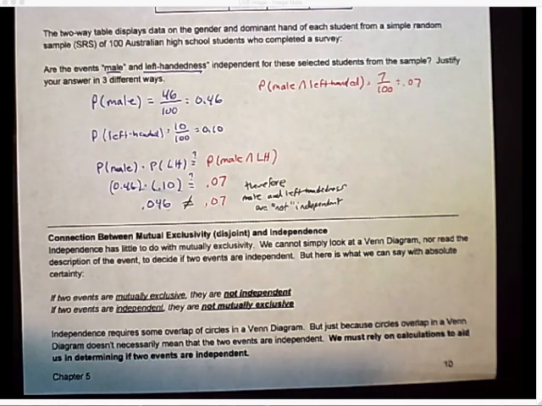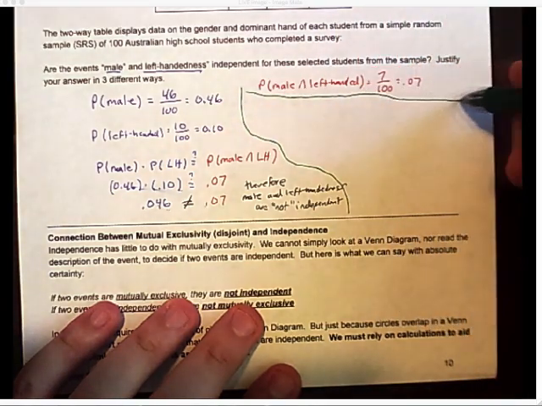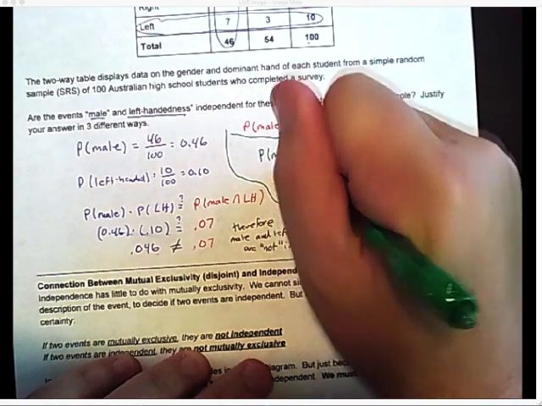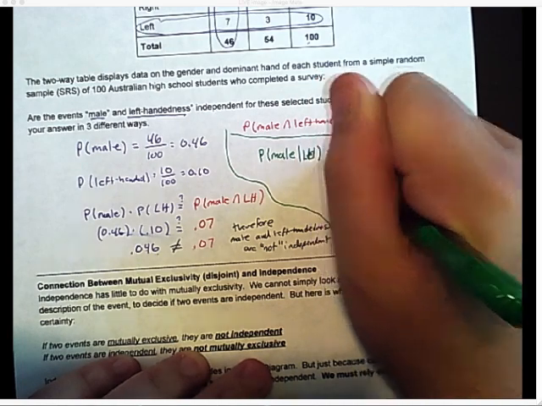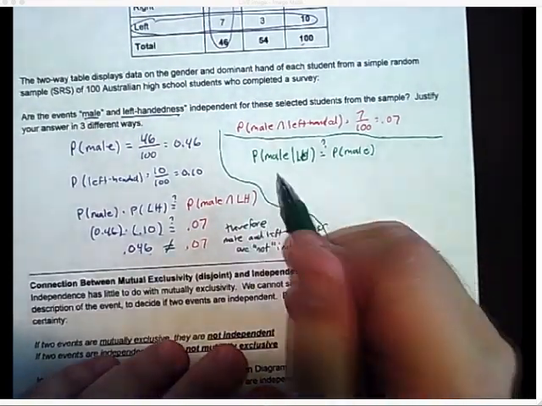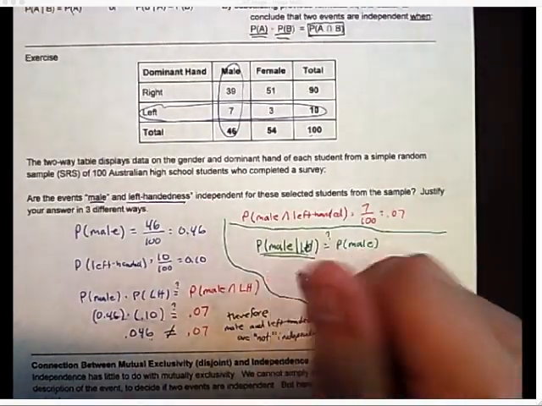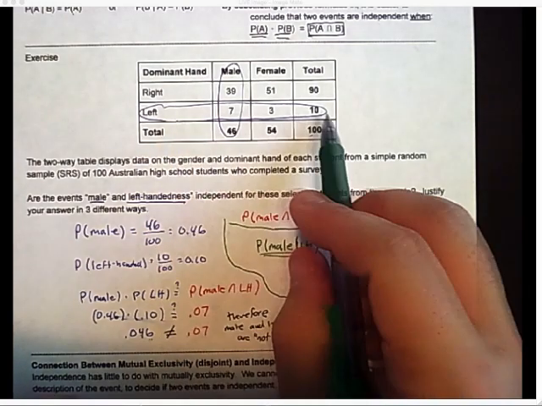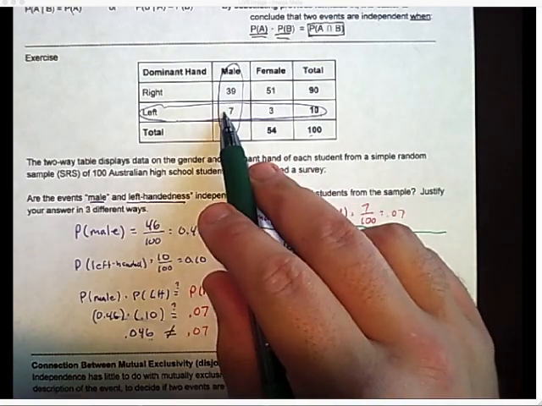Okay? Now you could have done this a different way other than using that formula. And here's what I mean. You could have asked yourself this question. Does the probability of male given left-handedness, I'm just going to use LH, does that equal the same thing as the probability of male? Well, how would we find this part? In the denominator, we would put left-handed. So how many people are left-handed? Well, there's 10 that are left-handed. And of those 10, how many are male? 7.